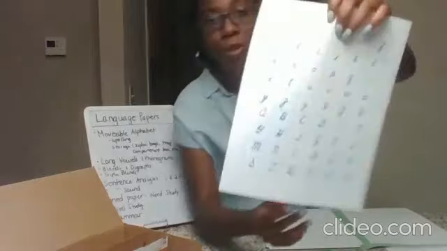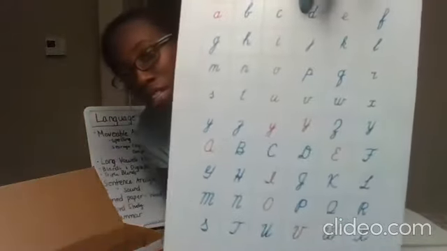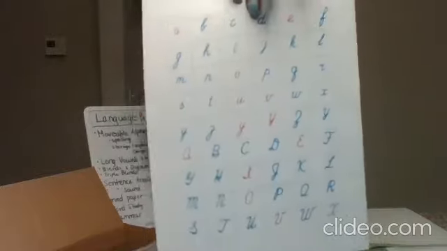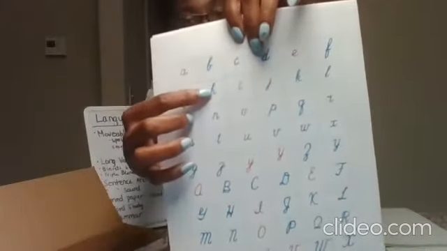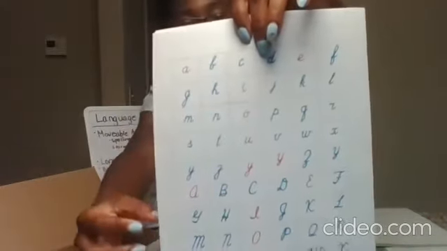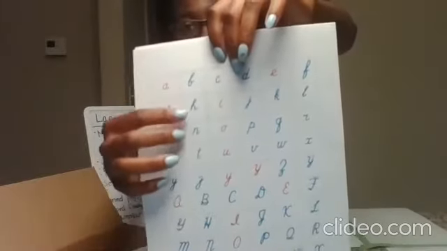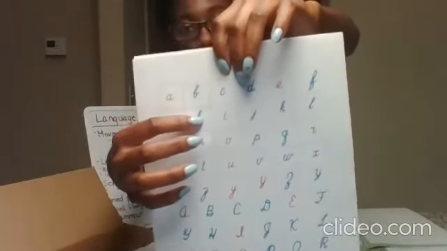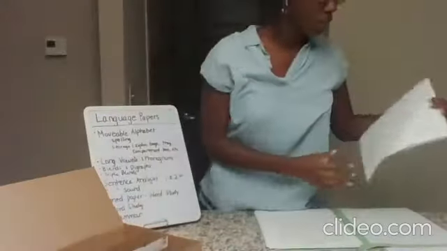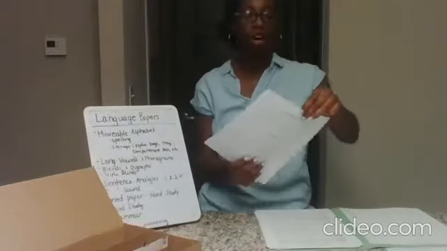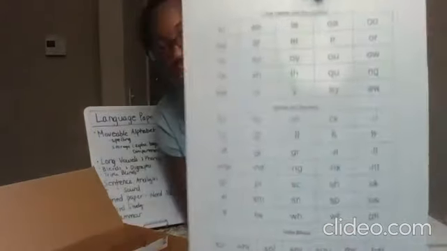Also, the Y and the H look very similar to each other. Students will see that the stem part of this H is longer than the Y, and there's this little hook right here that will distinguish the Y from the H. Okay, so there's that.